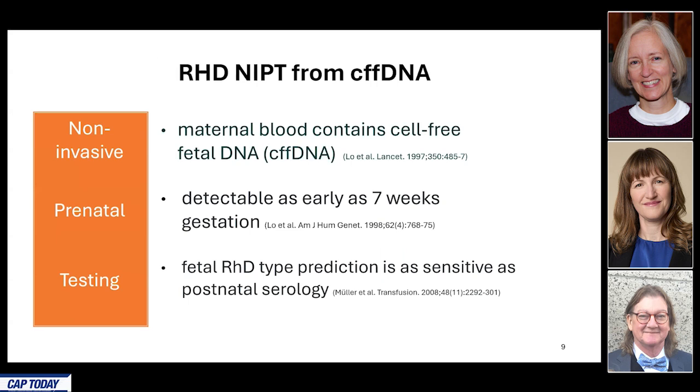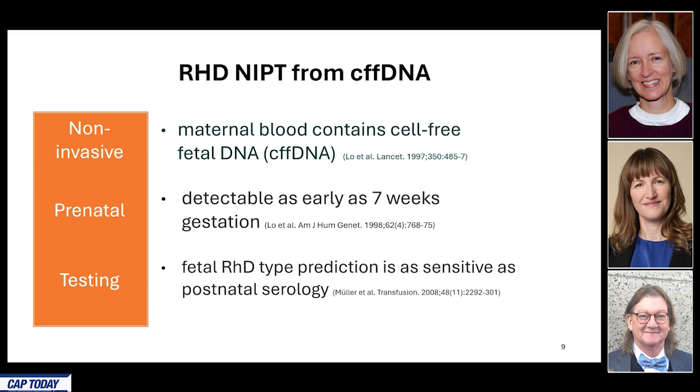So how can we do better? Well, we can introduce genotyping for the RhD gene using non-invasive prenatal testing from cell-free DNA that's present in maternal plasma. It turns out that maternal blood always contains cell-free DNA in pregnancy. This was established by Dennis Lo and colleagues, published in The Lancet in the late 1990s. Further studies showed that this cell-free DNA was present very early in pregnancy, as early as 7 weeks gestation.